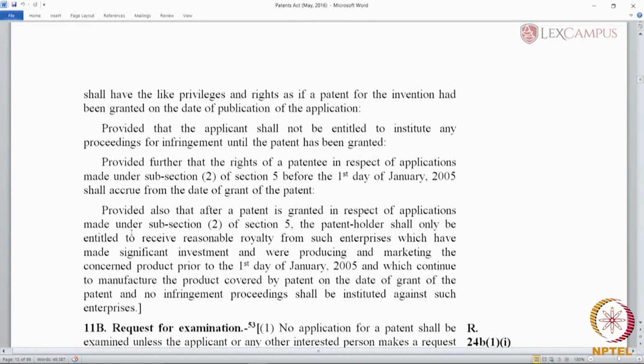There is a third proviso to 11A(7). It states that, provided also that after a patent is granted in respect of applications made under section 5(2), the patent holder shall only be entitled to receive a reasonable royalty from such enterprises which have made significant investment and were producing and marketing the concerned product prior to 1/1/2005 and which continue to manufacture the product covered by the patent on the date of grant of the patent, and no infringement proceedings shall be instituted against such enterprises.